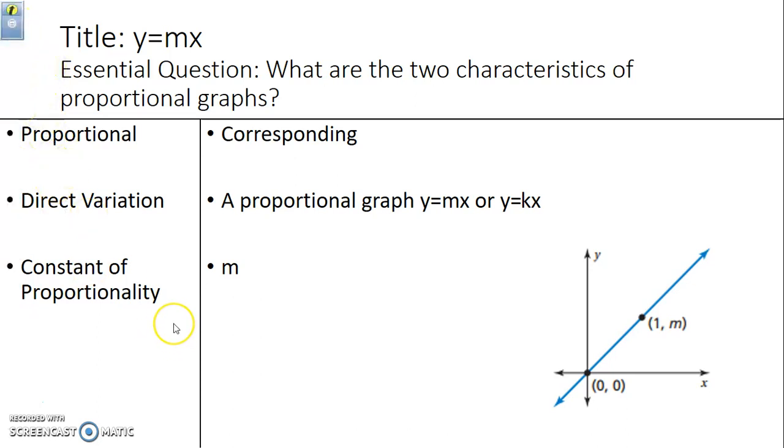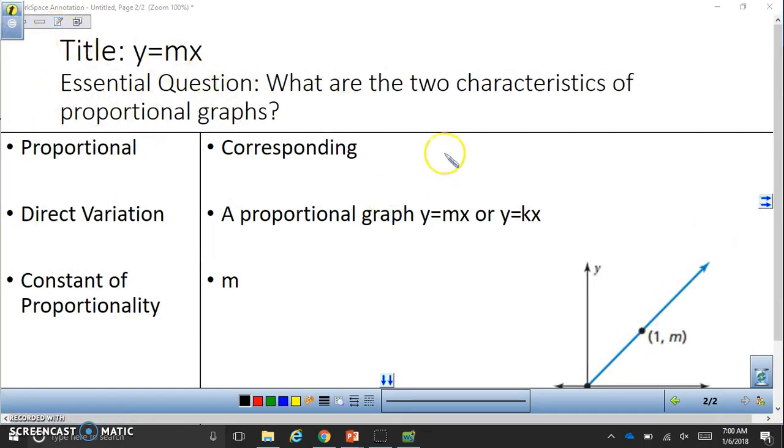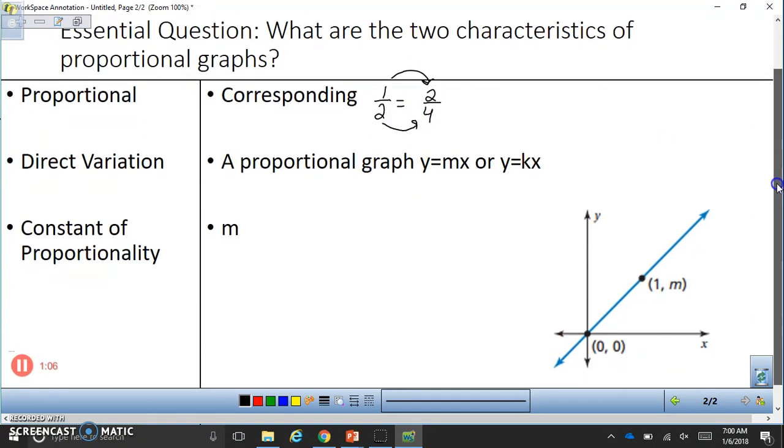Alright, our vocabulary terms for today are proportional, direct variation, and constant of proportionality. Proportional, remember, means corresponding. Let's say 1/2 corresponds with 2/4. They're equivalent, they're proportional, okay? 1 times 2 is 2, 2 times 2 is 4. Proportional.